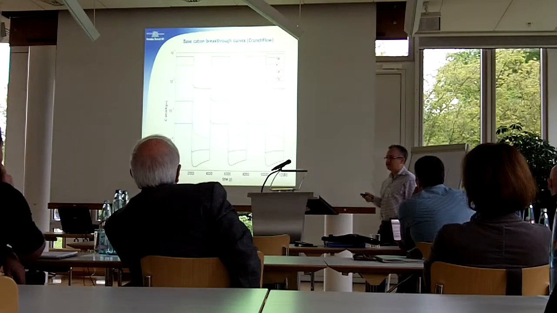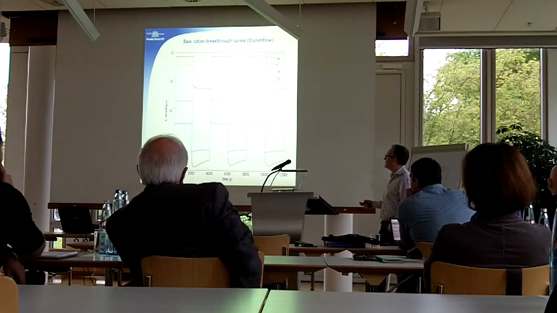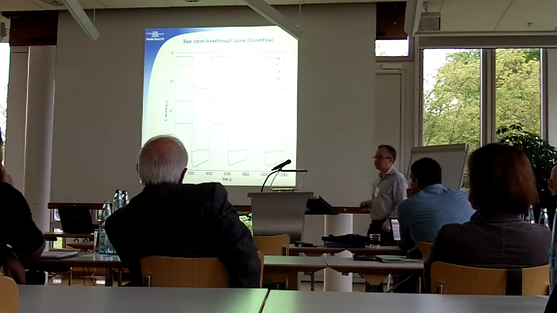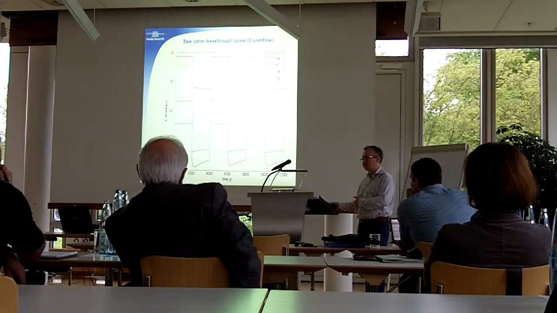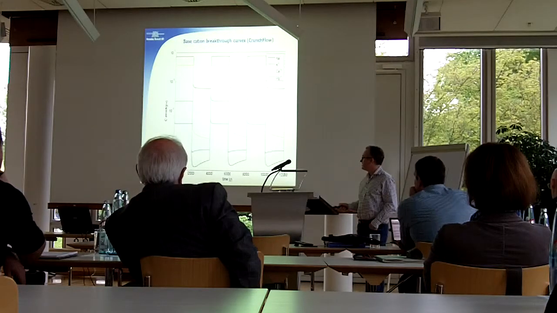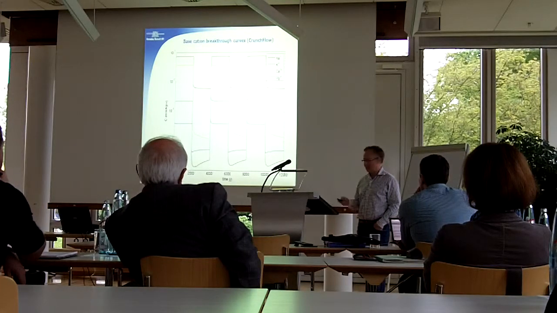What I think is most interesting, though, is the base cation breakthrough curves. You can see here quite clearly that these transients don't correspond to a mixing model at all. And that's one of the problems associated with using mixing models. You don't capture the chromatographic separation of fronts when you have the turnover from the fresh and saline and back again. So this is obviously something that a mixing model can't capture.